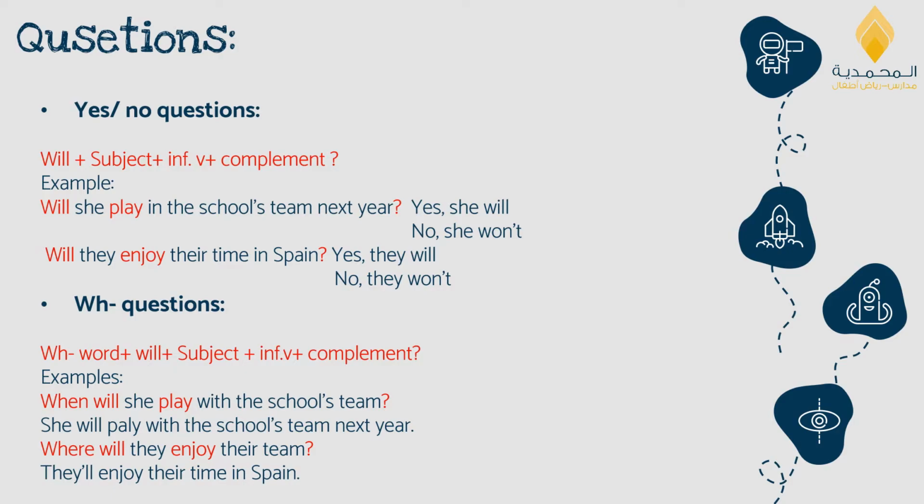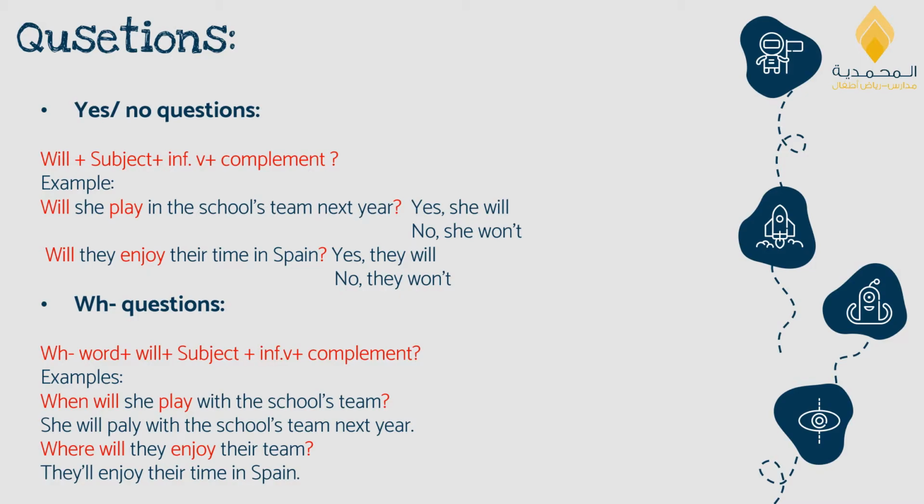Because it is a yes or no question, the answer is going to be yes, she will, or no, she won't. Another example, will they enjoy their time in Spain? Followed by a question mark, and the answer is yes, they will, or no, they won't. Pay attention that all we have to do to form a yes or no question is to switch between will and the subject. So will comes at the beginning of the sentence, followed by the subject, and don't forget to add the question mark. And pay attention that we are using the infinitive form of the verb without any additions, the base form of the verb.